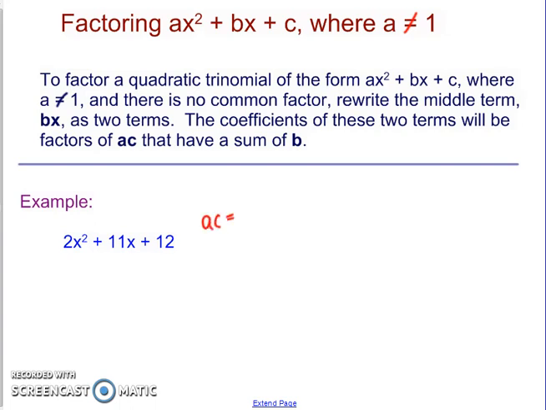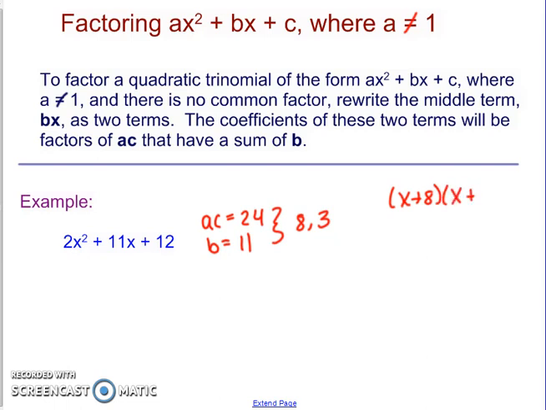So a times c is 2 times 12, which is 24. Our b term is 11. So now we want to come up with two numbers that multiply to 24 and add to 11. So that would be 8 and 3. Now, unlike before, we're not going to write this as x plus 8 and x plus 3. Okay? If you do that, let's just do it to show.